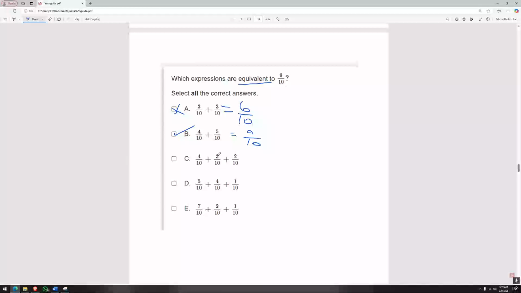4, 3, and 2, 7 and 2, 9/10. Okay, correct. 5, 4, 9/10 over 10 equals 1 whole. This is wrong. 7 plus 2, 9 plus 1, 10 over 10 again, 1 whole. That's it.